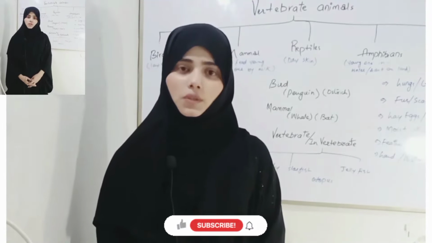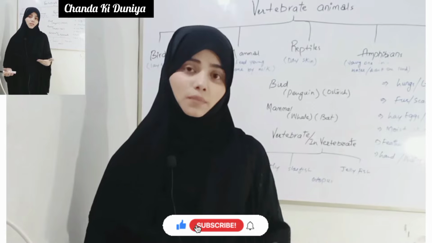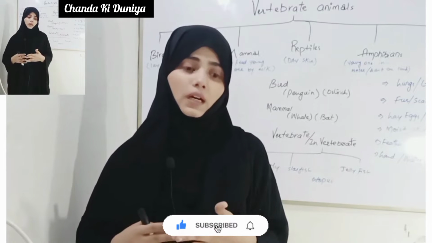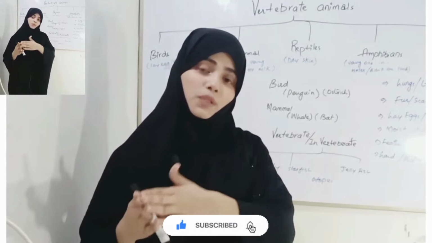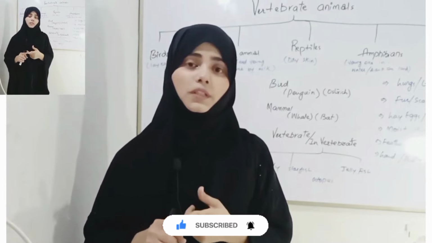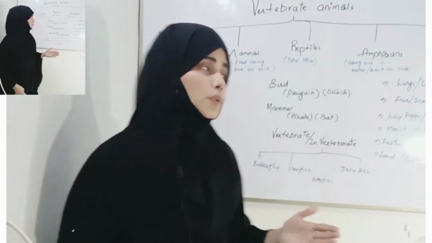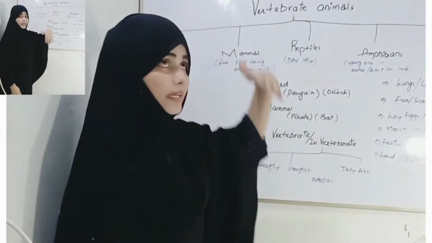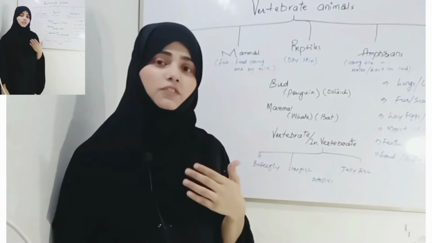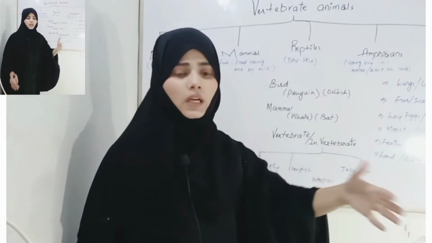So in this video tutorial I'll teach you about the vertebral column and what it means. As I told you in the previous video, there are two types of animals: number one is vertebrate and number two is invertebrate. In this video I'll explain those animals which have a vertebral column, and we call them vertebrate animals.